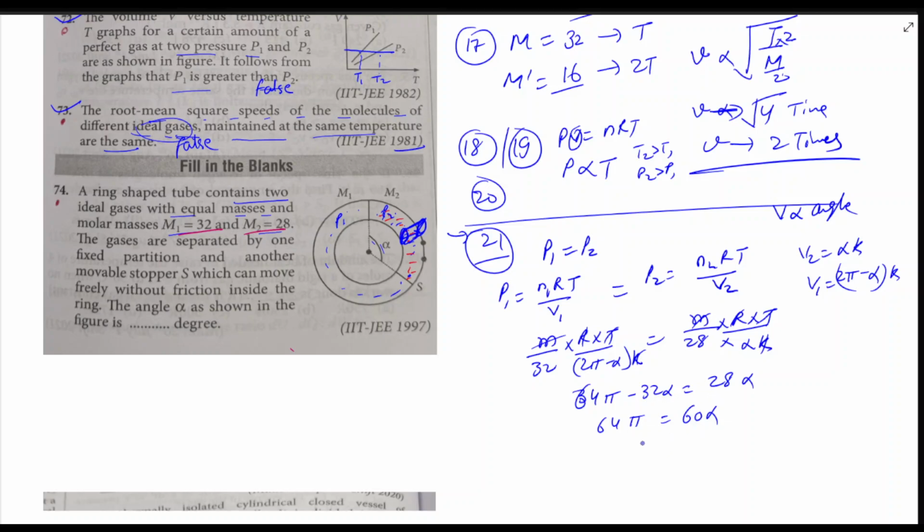Okay, perfect. So we will have alpha equal to 64 pi by 60. In degrees we have to find, so pi is 180 degrees divided by 60. This will be 3, so we will have 192 degrees. Quite an easy question. Let's move on to our 22nd.